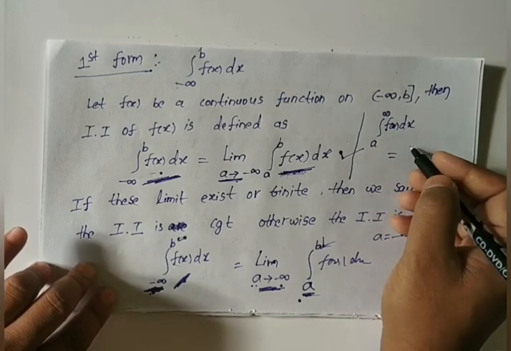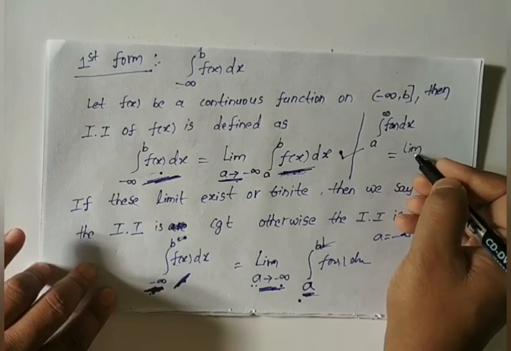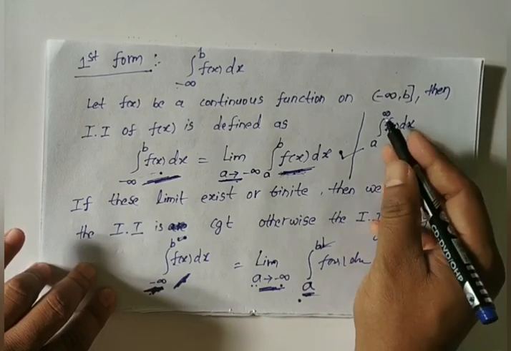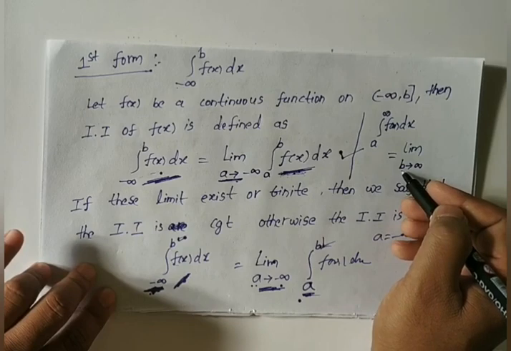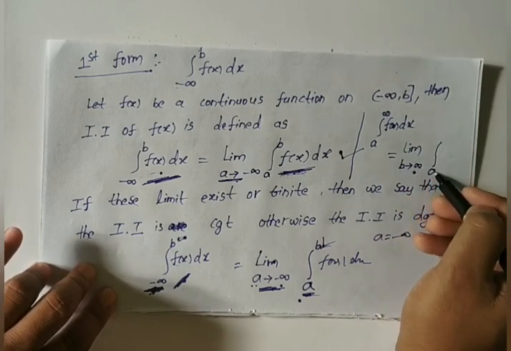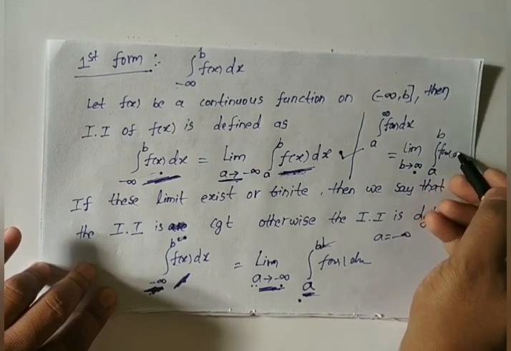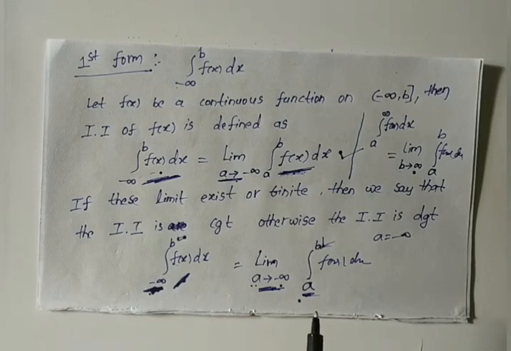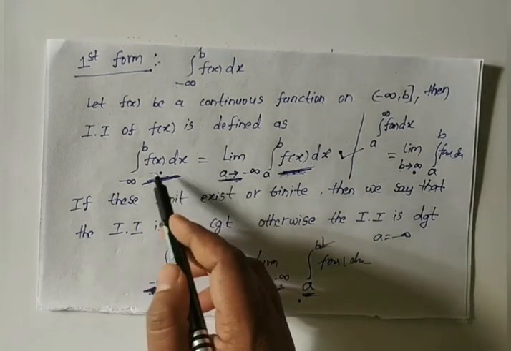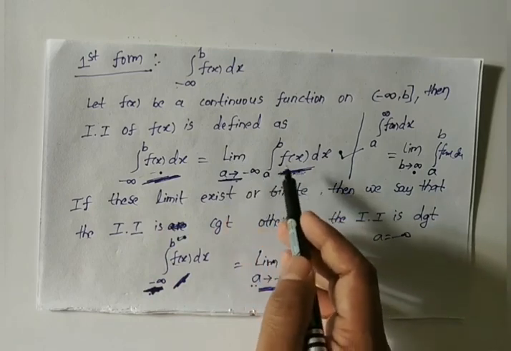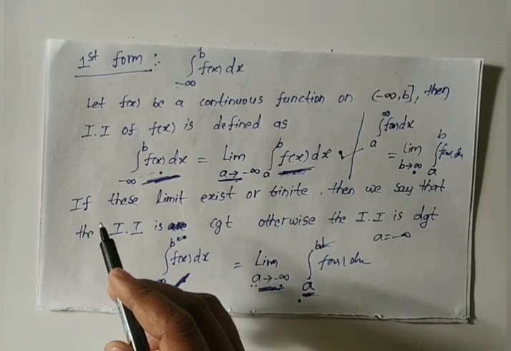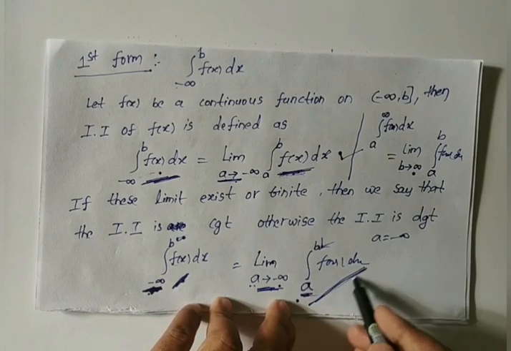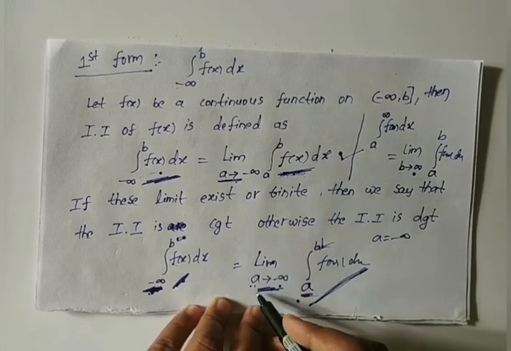So we take the limit as b approaches infinity of the integral from a to b of f of x dx. For checking an improper integral of the first kind, first we convert it into a proper integral by using limits. Improper integrals are expressed as the limit of a proper integral. First we evaluate the integral from a to b, and after that we apply the limit.